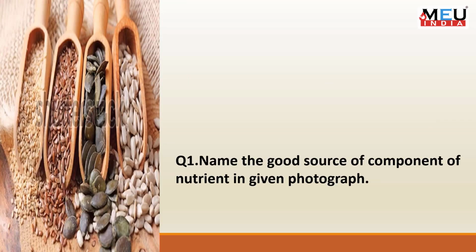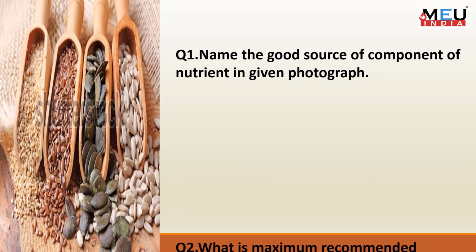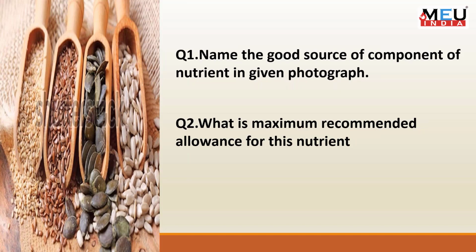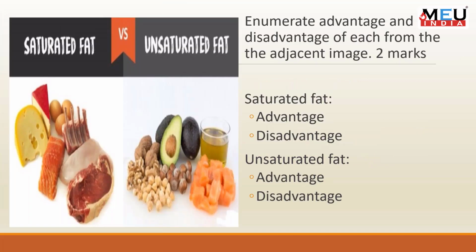We can show them the images and all in the spots, then ask for the good source of a component of nutrient in the given photograph, or what is the maximum recommended allowance for this nutrient. So they must be able to say this is less than 30% of the total dietary fat. Then we can show them saturated and unsaturated fatty foods, and ask them about the advantages and disadvantages of saturated fat. Same thing for the unsaturated fat. What are the advantages and disadvantages?